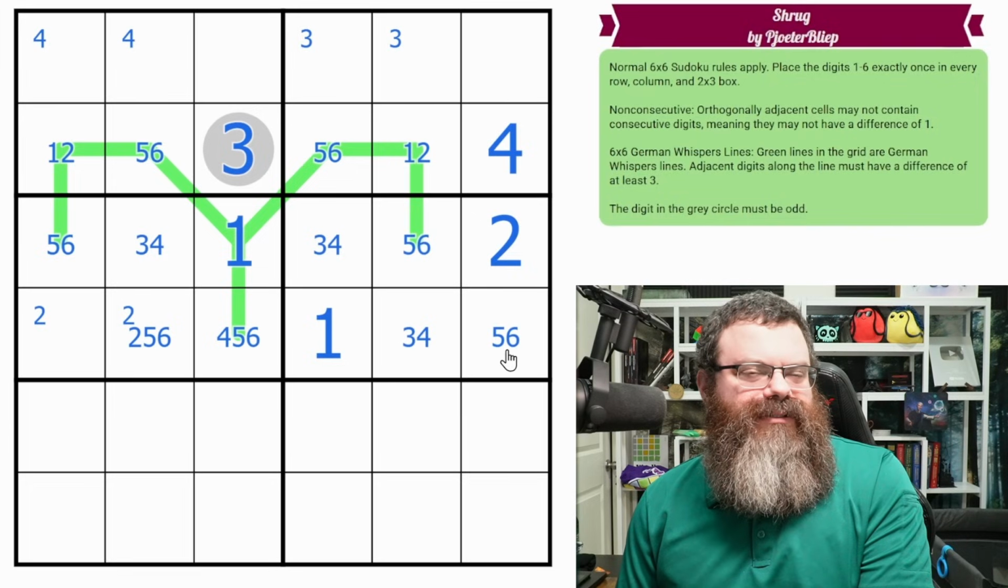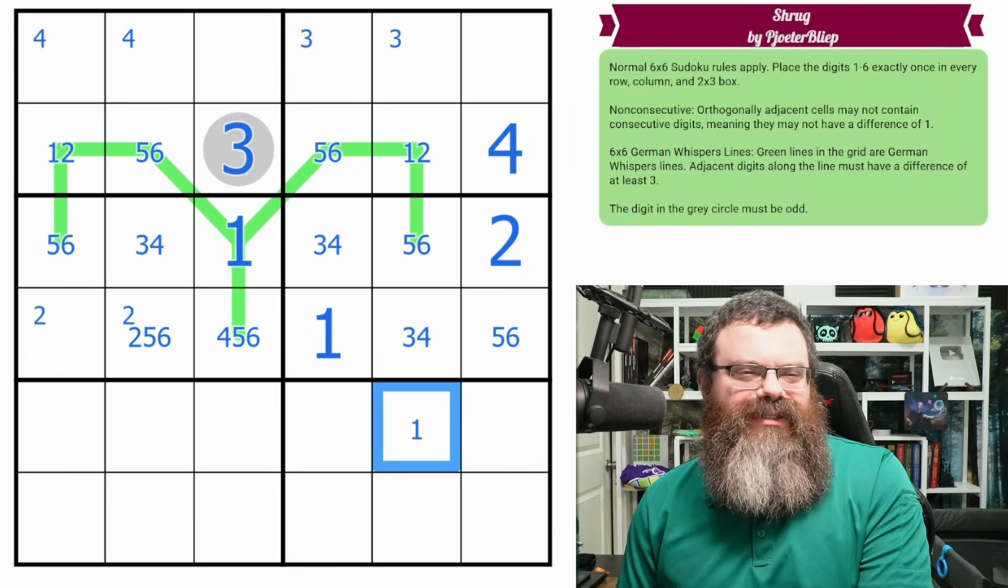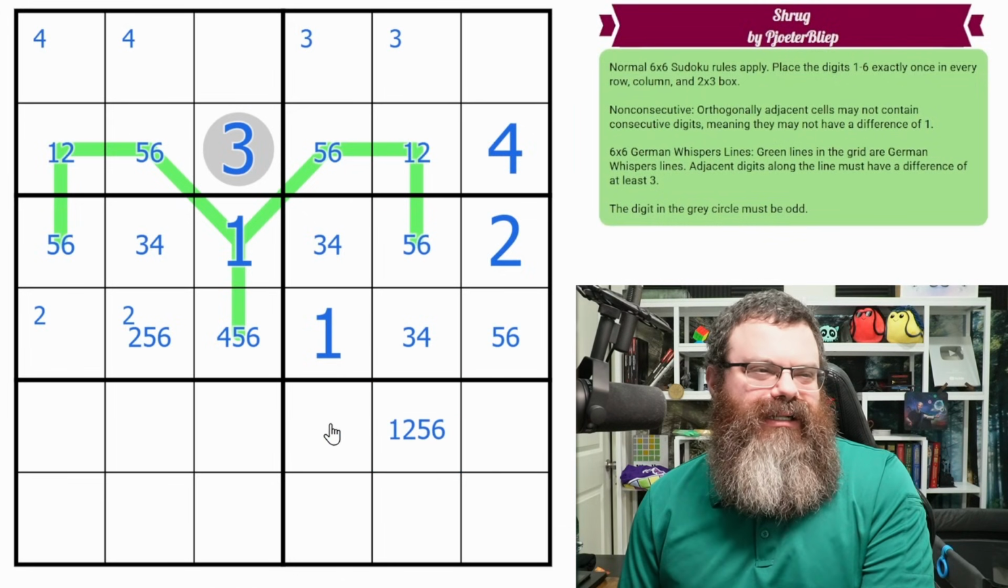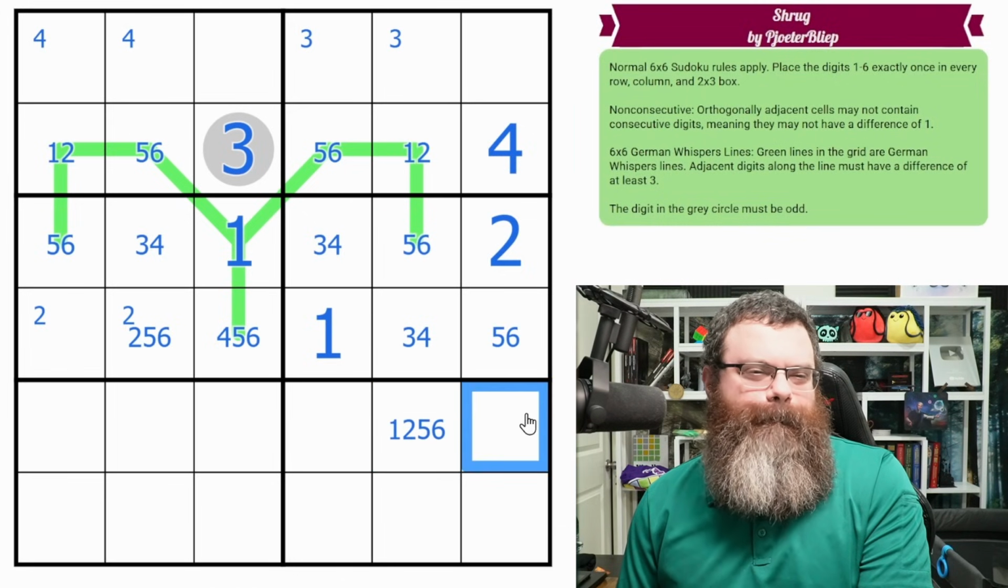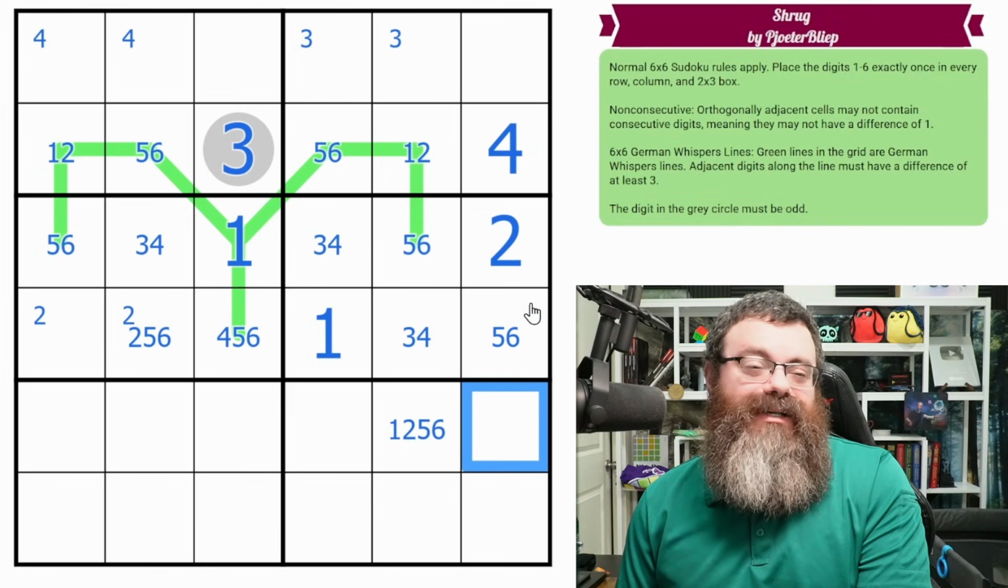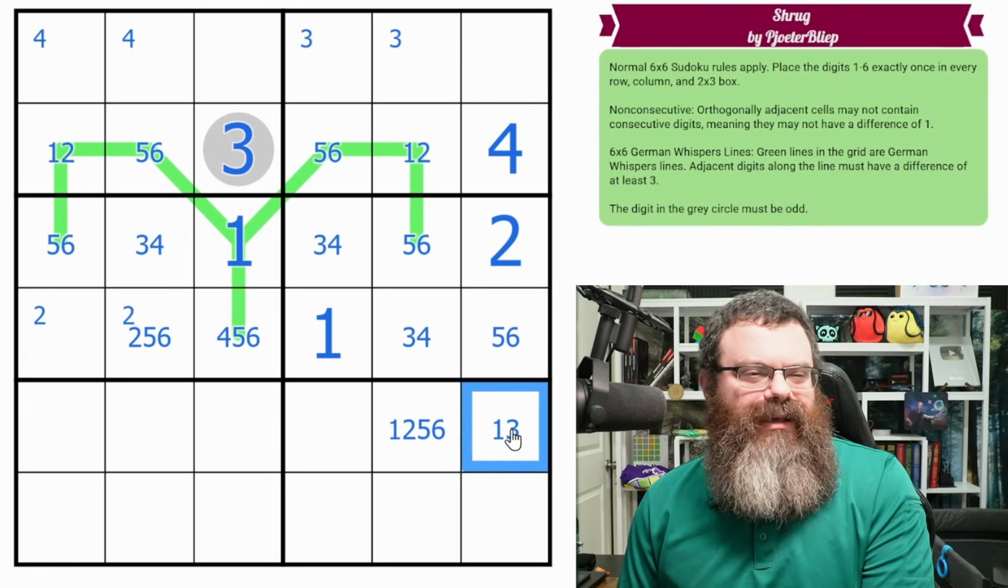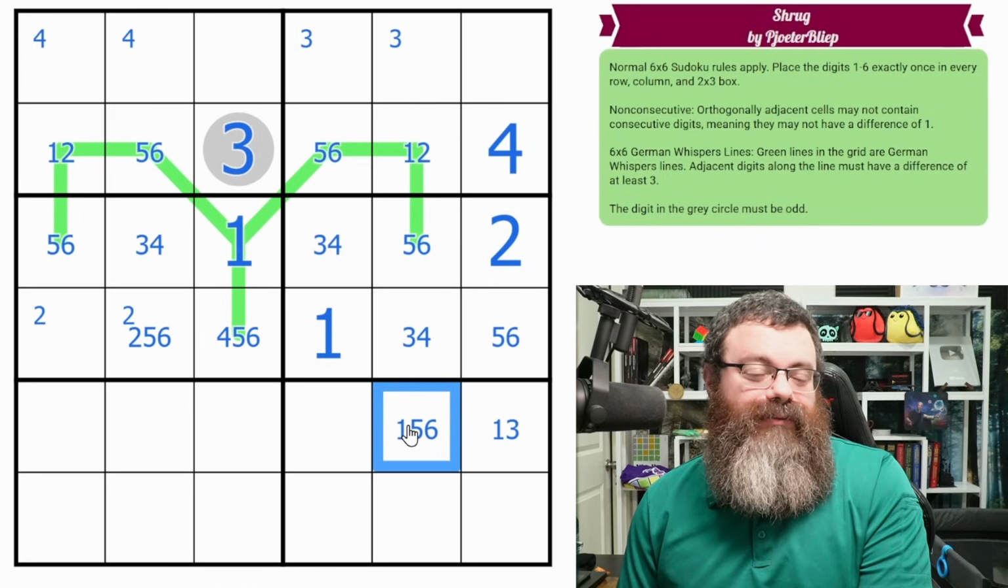3, 4, 5, 6. So this can't be 3, 4. So this is 1, 2, 5, 6. This can't be 5 or 6 or 2, 4. So this is 1, not 2. Could be 3, not 4, 5, 6. Okay. 1, 3 removes 2 from here.